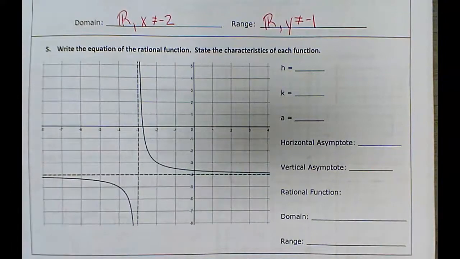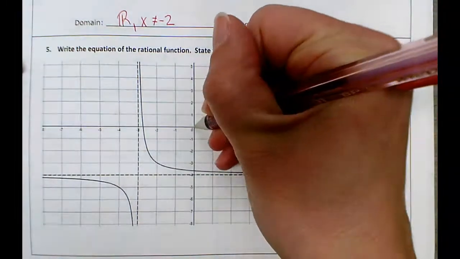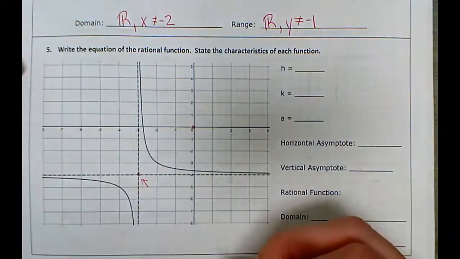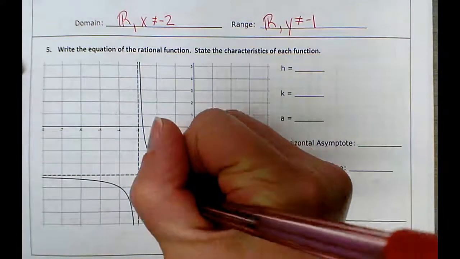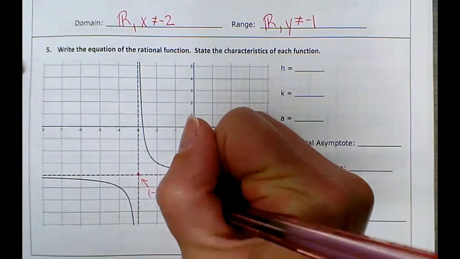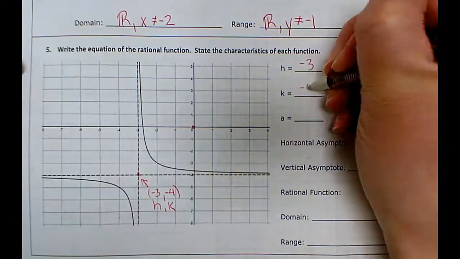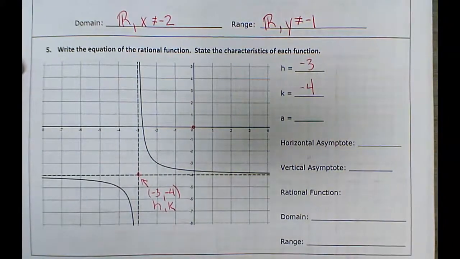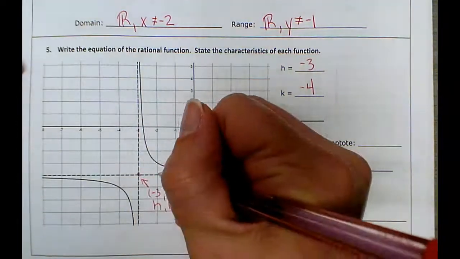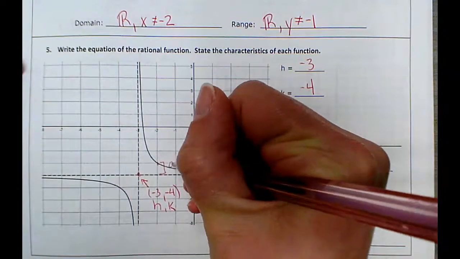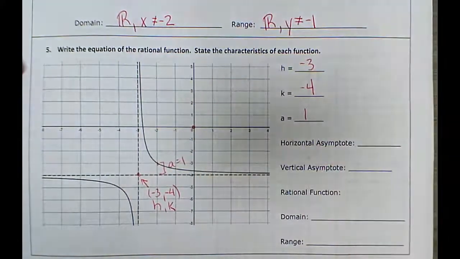Number 5 says write the equation of the rational function, state the characteristics of each function. So the parent function crosses at (0, 0). This right here is the new intersection of the asymptotes. This is (-3, -4). That's the h and k value. The a value comes from going to the right 1 and up. So to go to the right 1, we only have to go up 1. So a equals 1, as it does in the parent function.